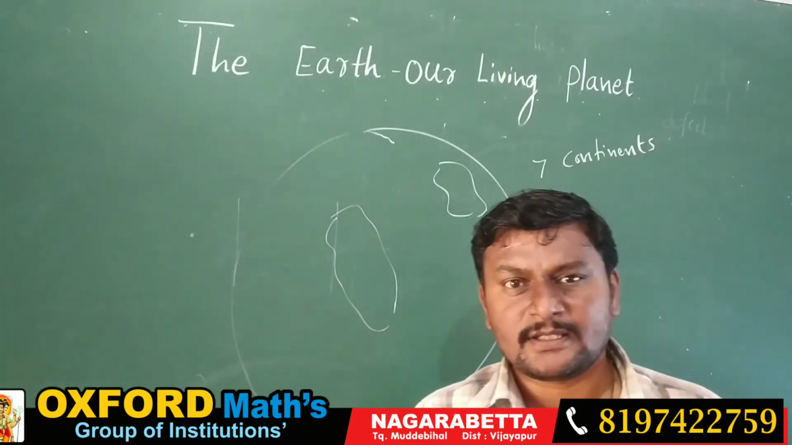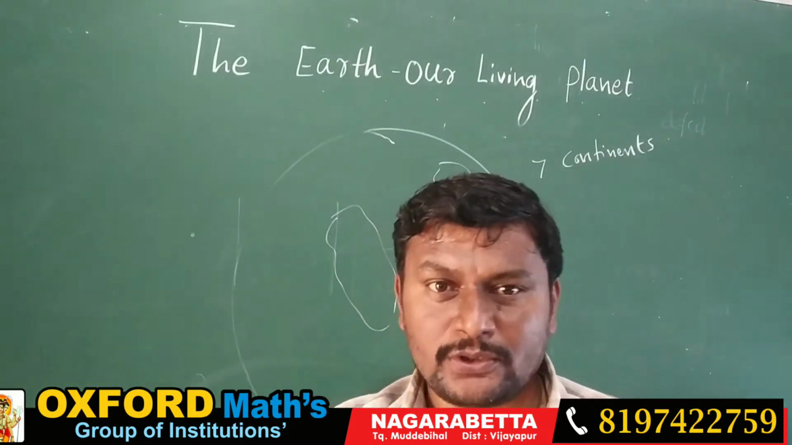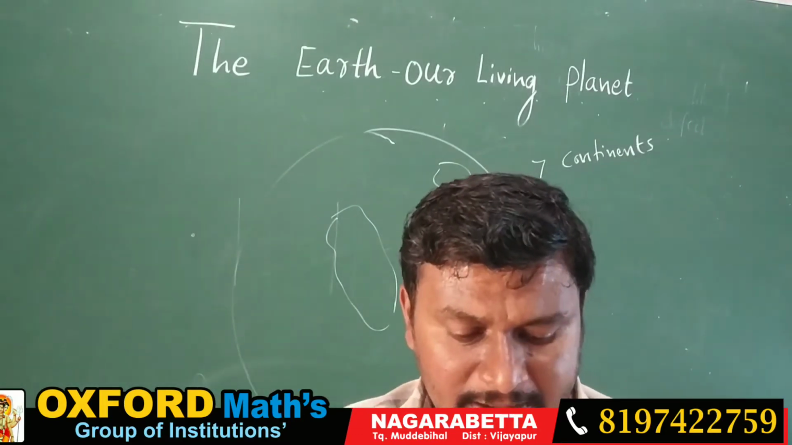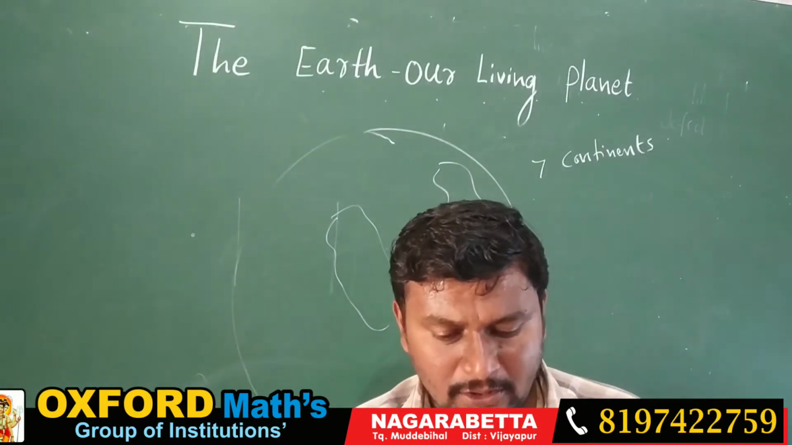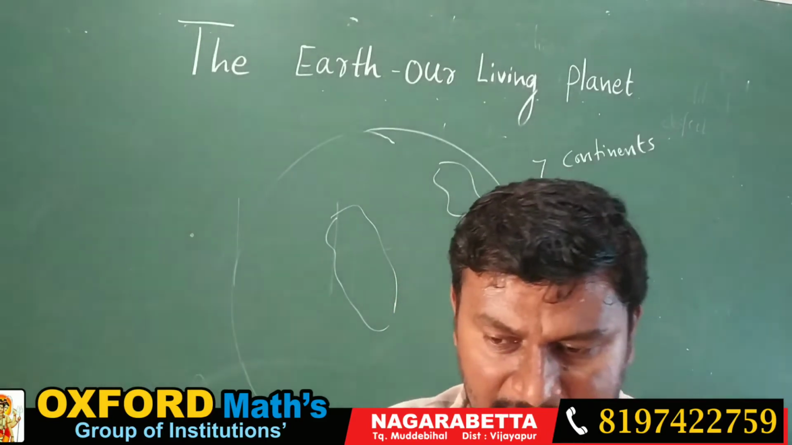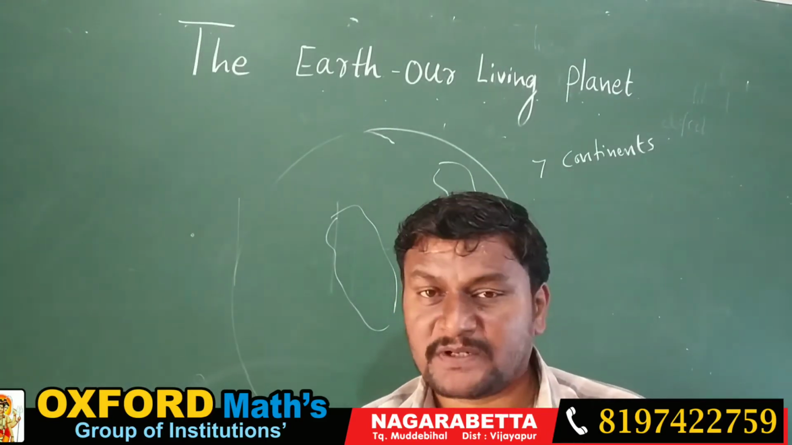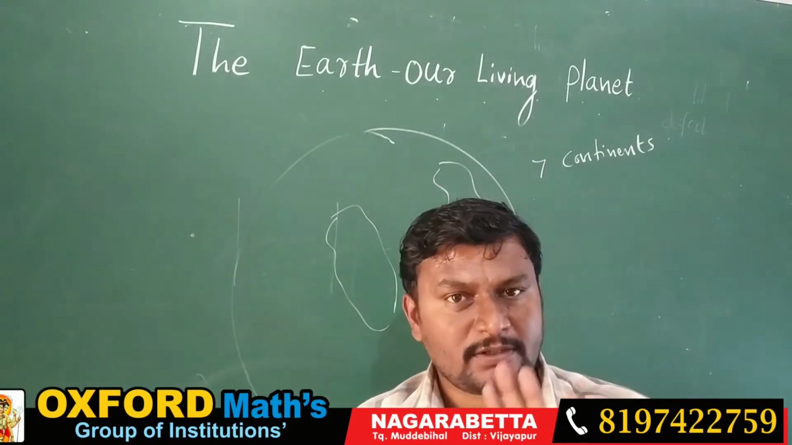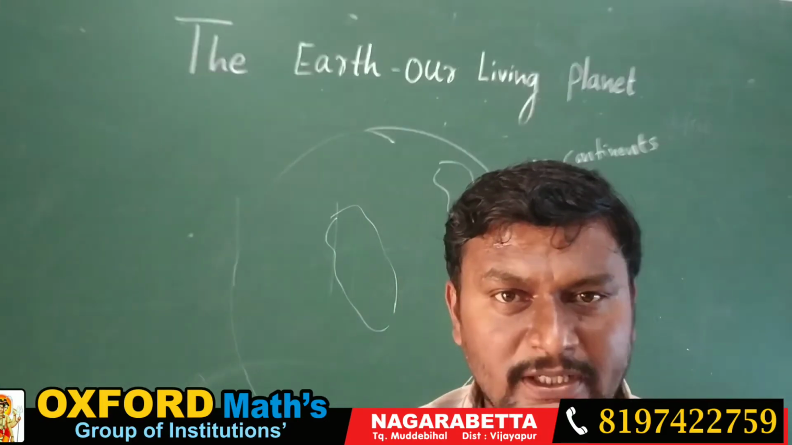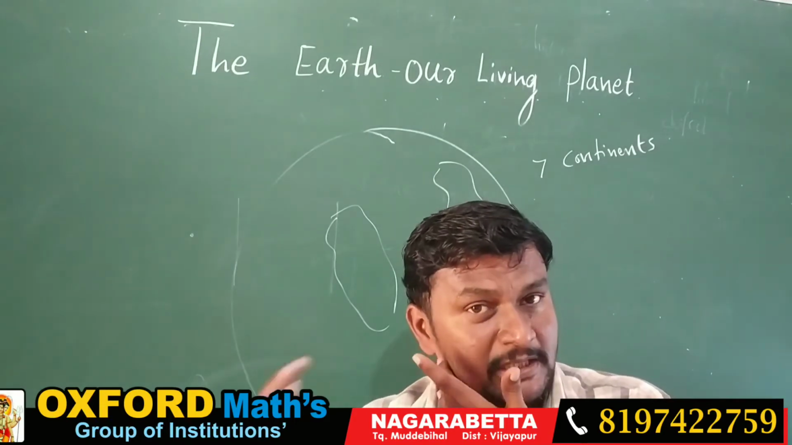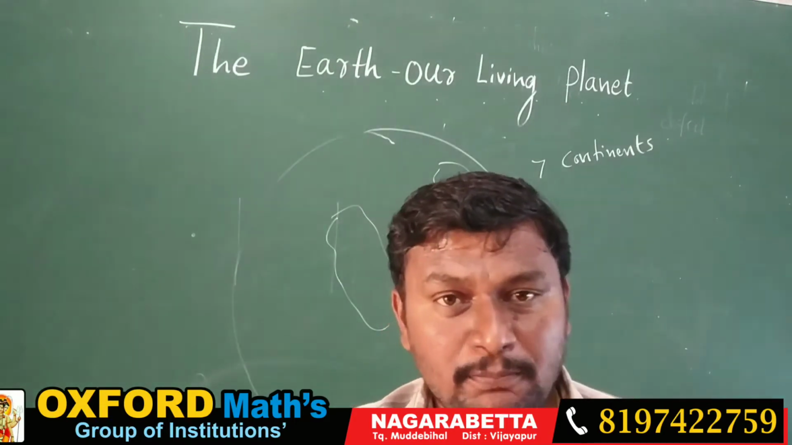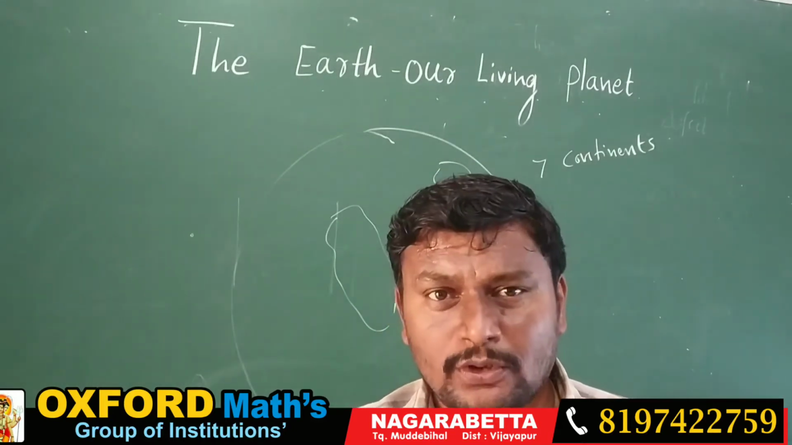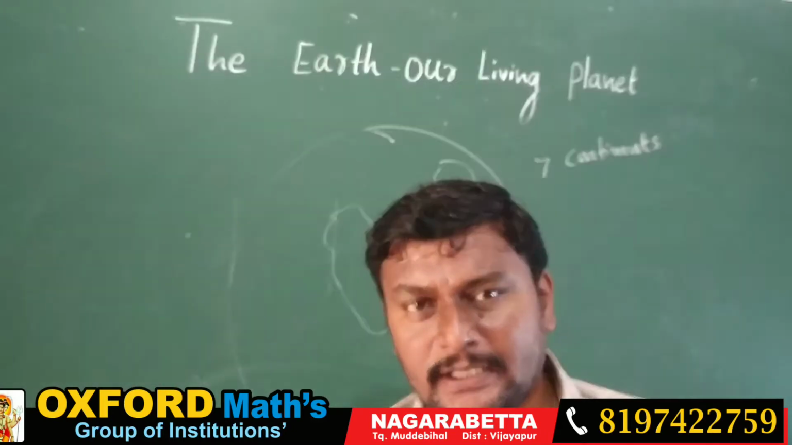So how much percent did I tell you? 29% of land, 29.22% of land, divided into how many continents? 7 continents. You come to know very clearly. And the remaining part, how much? 70.78% is water. It means there are more water bodies on the earth.